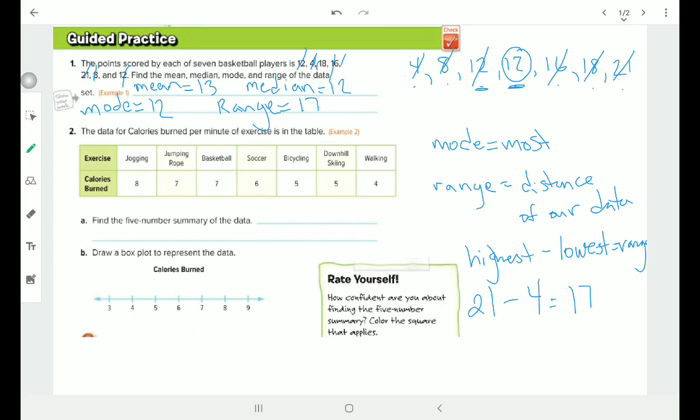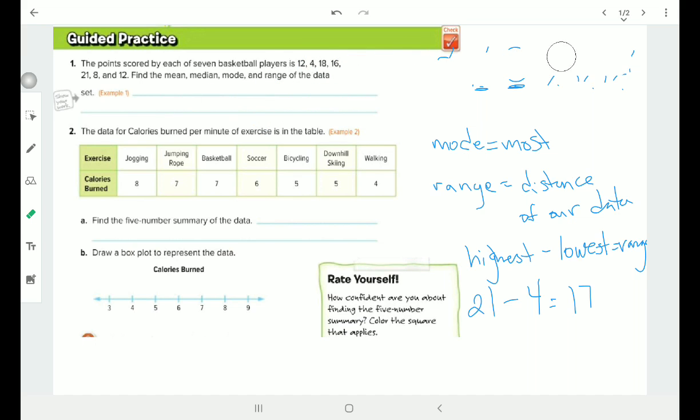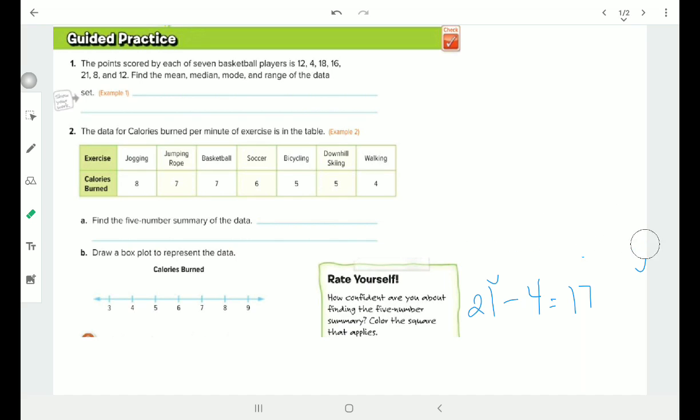So that's how you would do questions like number 1, where you have to determine the mean, median, mode, and range. For questions like number 2, you have to actually draw what we call a box plot and a 5-number summary to explain the data. So you'll need to know a few different things in order to draw this.